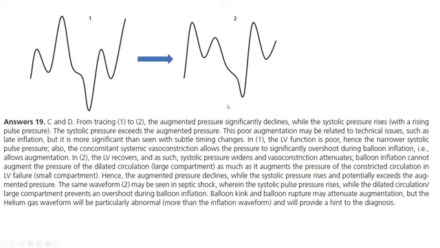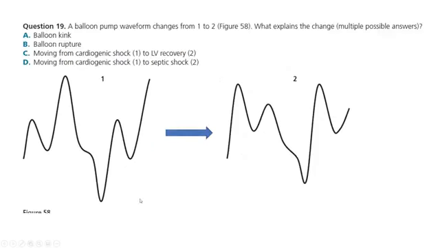Now, that same waveform can be seen in septic shock, where the pulse pressure is wide and the dilated circulation, large compartment prevents an overshoot during balloon inflation. Okay? So that is the answer, either C or D.